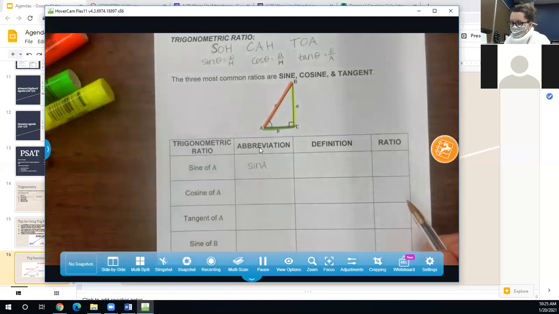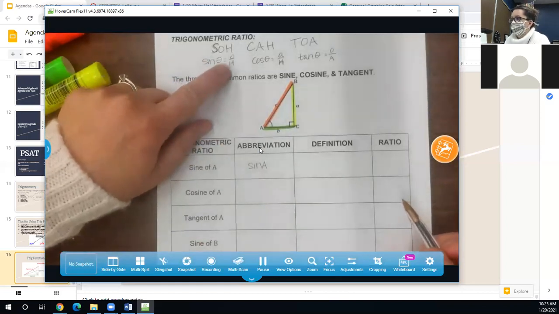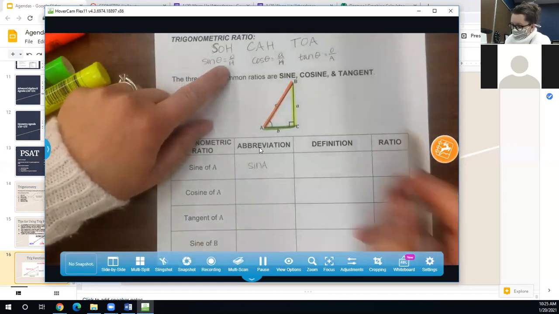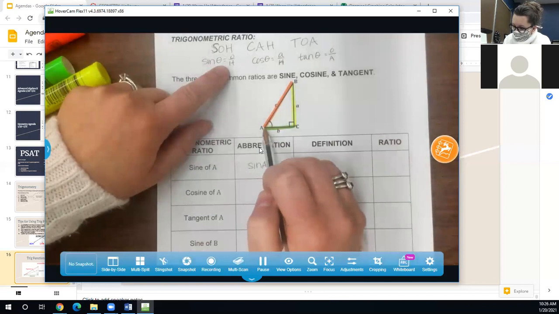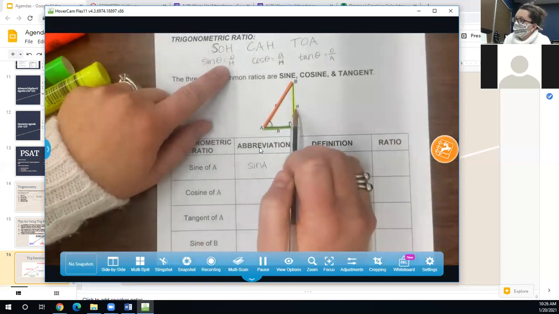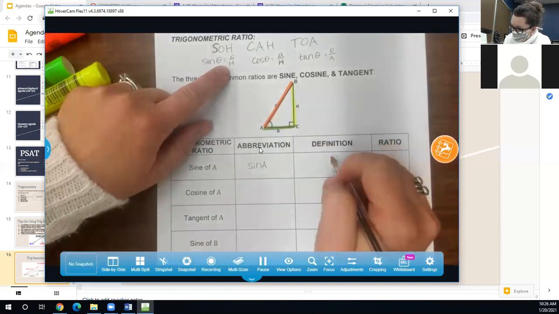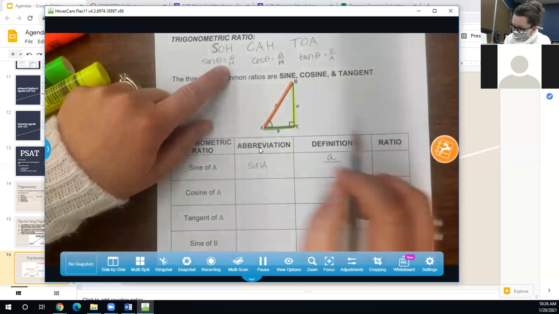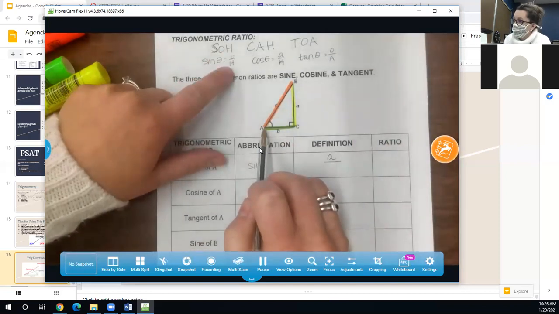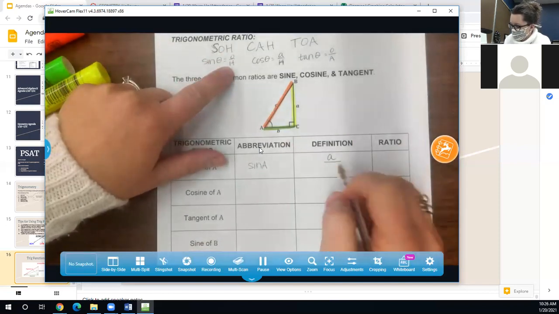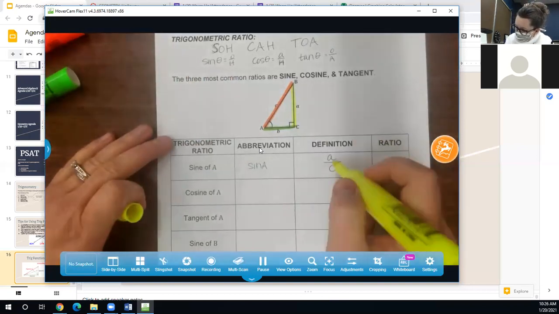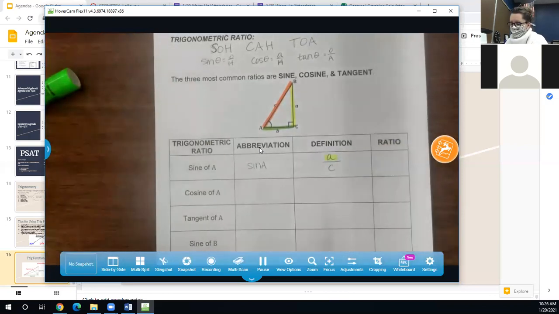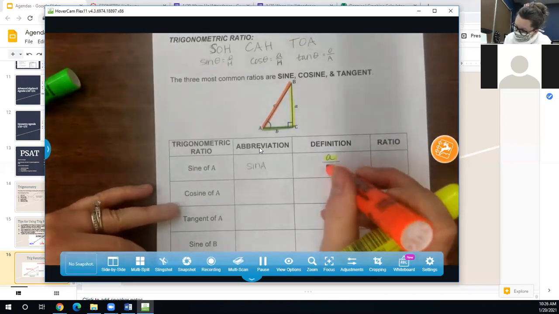So remember, our sine function is opposite over hypotenuse, right? So from A, the opposite value of A is this side here, a. Remember, it's across the street, opposite. So a over hypotenuse. My hypotenuse is always across from the right angle. So I'm going to highlight these just to help. So sine of A is opposite over hypotenuse.